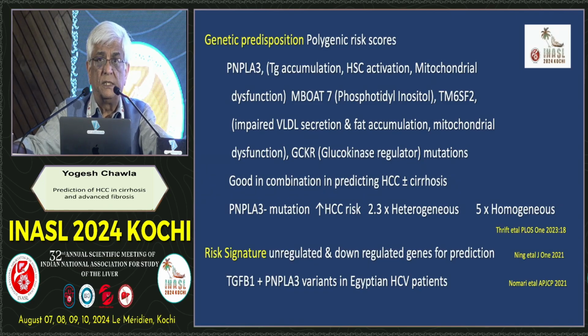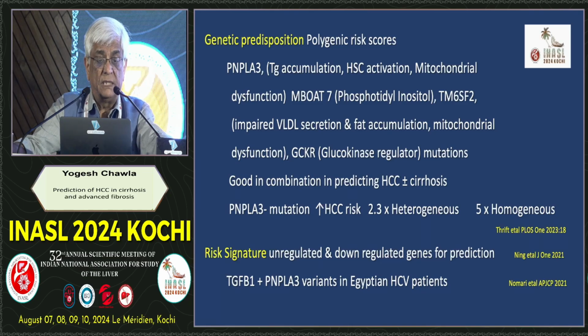Genetic predisposition, especially PNPLA3, where mutations in this gene, MBOAT7, again mutations in this gene, GCKR, and TM6SF2, all of these genes have been found to have some correlation with the development of HCC. If PNPLA3, which has been the more extensively studied mutation, is present in heterozygous form, then HCC risk is 2.3 times, and if it is present in homozygous form, it is increased by 5 times.